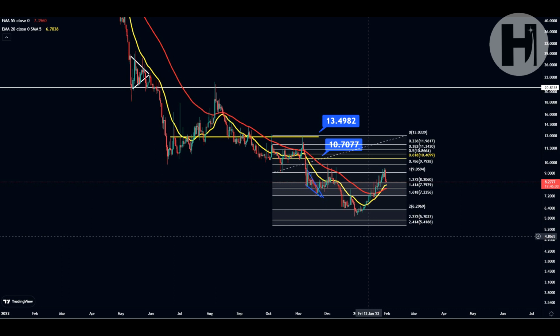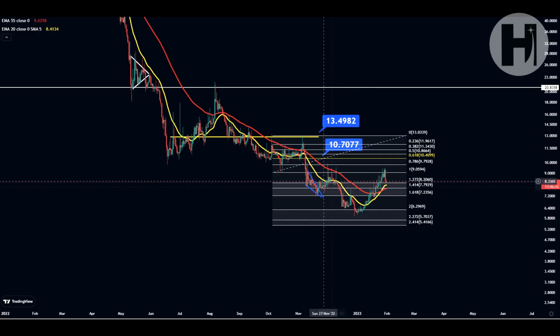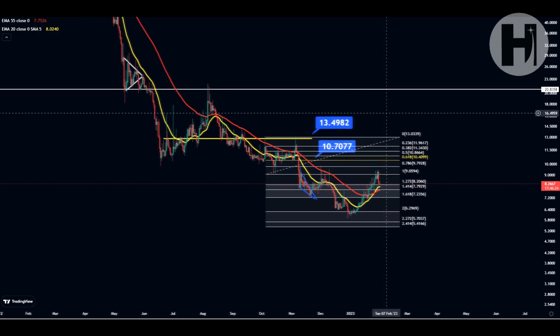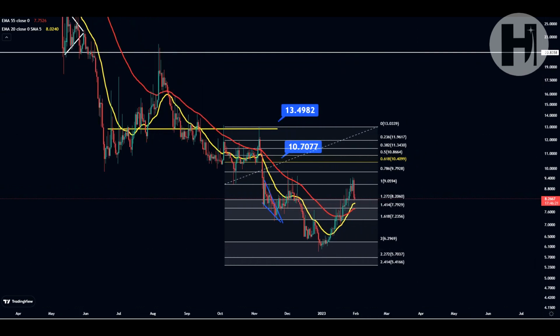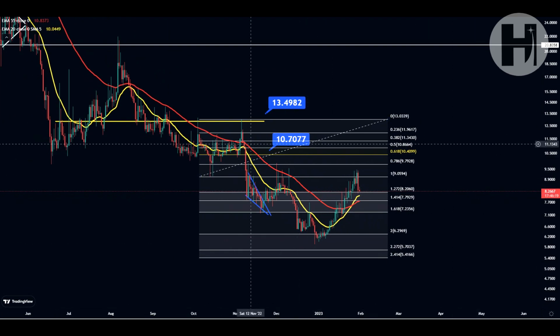Now, let's jump straight into the TA. So taking a look at Moonriver, you can see that we have this Fibonacci retracement set up, and this is the same one that we've used in the previous update. Now, if you don't know how to use the Fibonacci retracement, make sure to go into the description of this video. There is going to be a video linked where I explain how exactly you can use the Fibonacci retracement to set up some short-term, long-term targets, find where your resistance and support levels are.